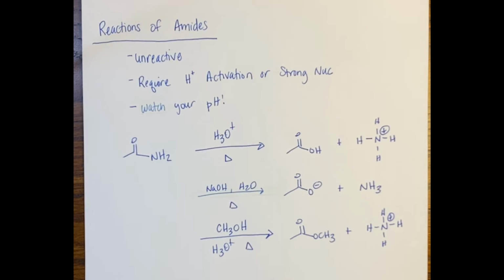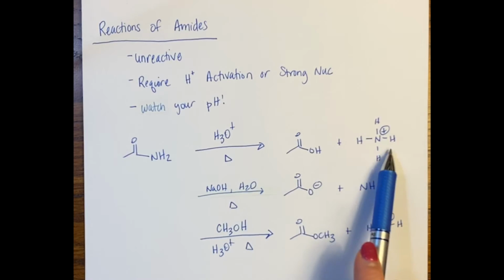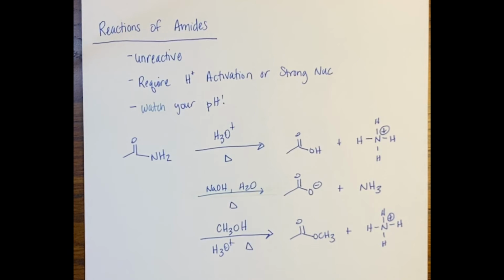So one of the reasons we have to be so careful with our pH is that in each of these cases, our product is an amine or an ammonium ion. Under basic conditions, this reaction in the middle, we got the neutral amine. But under acidic conditions, we ended up with the ammonium ion as our product.